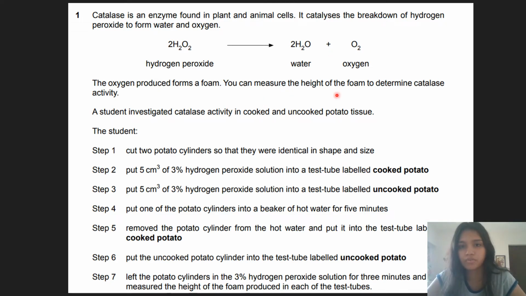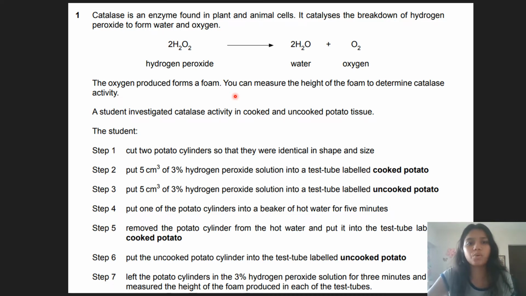So you can measure the height of the foam to determine catalase activity, obviously, because if the catalase has a high activity, that means it catalyzes the reaction to have a high reaction rate, oxygen will be produced faster in a specific amount of time, and so more oxygen. So if you have catalase that has a slow activity versus catalase that has fast activity, the catalase that has fast activity in, let's say, 5 minutes will produce this much oxygen, and catalase which has slow activity in the same 5 minutes will produce less oxygen because the rate of reaction is slower. So you can measure the height of the foam to determine how fast catalase is working in a set period of time.